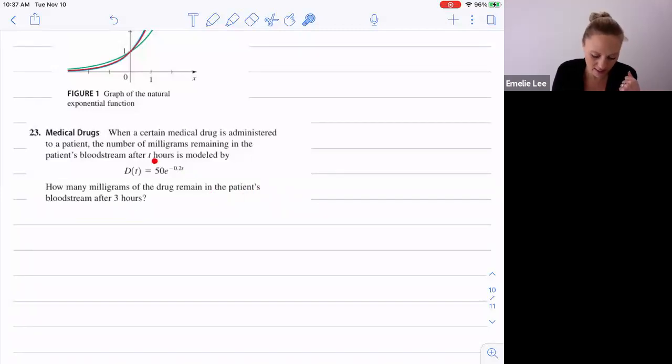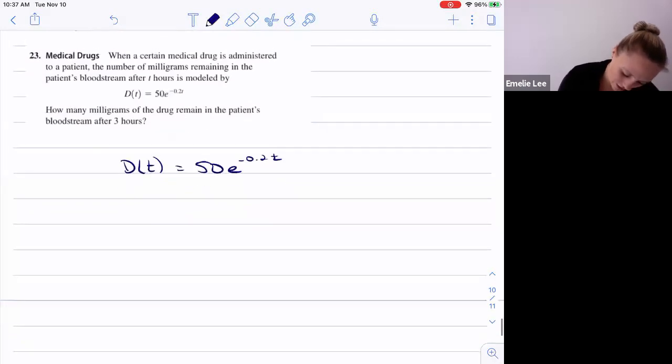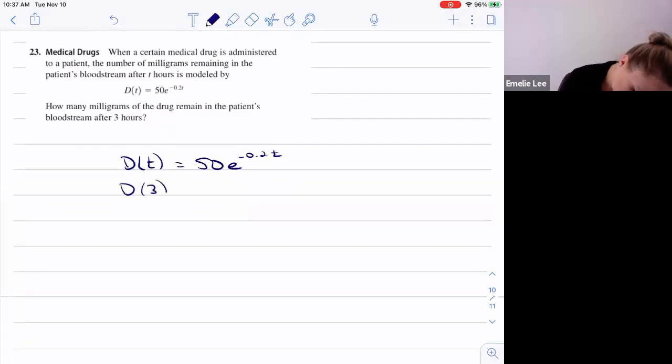And so t is in hours, so that's the first thing we want to check, is check our units. I'm not going to try to get you with those, but it is good to check them. So if t is equal to 3, then I'm able to substitute t equals 3 in here and solve for D(t). So D(t), just writing it out, is 50 times e to the negative 0.2 times t. So D(3) is 50 times e to the negative 0.2 times 3.